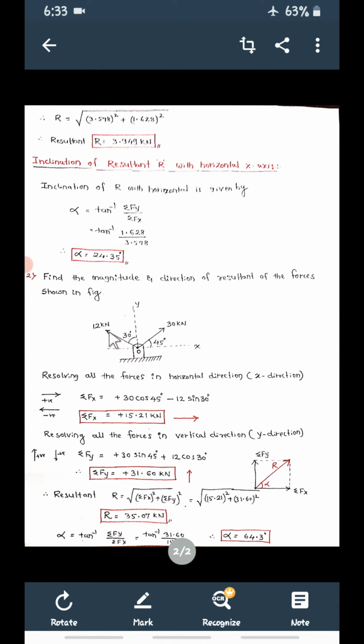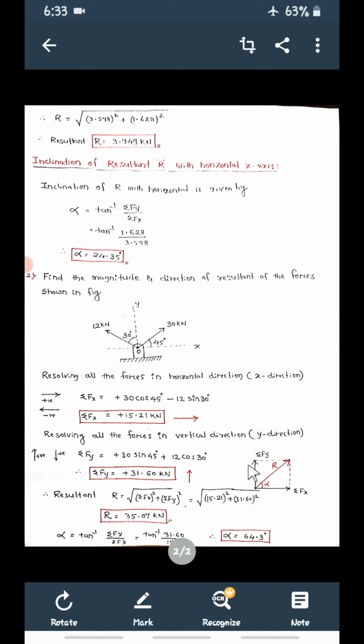Again it is moving upward, plus 12. If you are going with this angle only, plus 12 cos 30, or if you are using this angle 60 degree, then it is plus 12 sine 60. Add these two, then summation Fy is equal to plus 31.60. Plus for vertical means upward. Okay, so draw this.